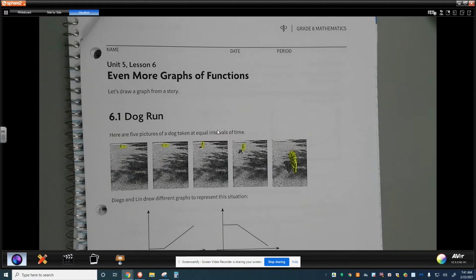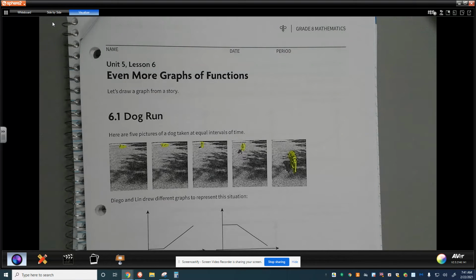Hello, welcome to Unit 5, Lesson 6, even more graphs of functions. What we're really looking at today is the qualitative results of functions, meaning that we're looking at how to really read a function and to understand how the function works.